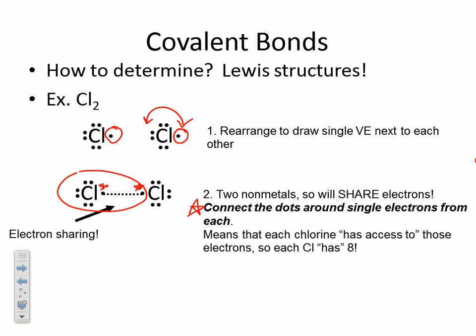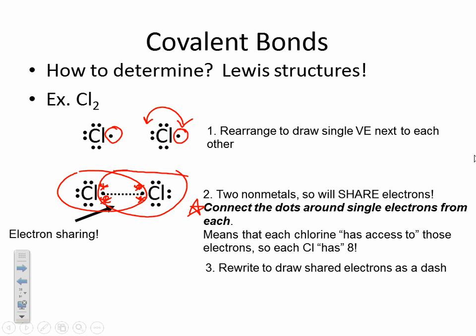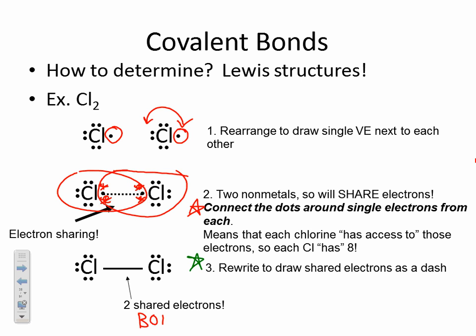Now that chlorine has 8, this chlorine on the right will again have access to not only the single electron that it's putting forth, but also the single electron from the other chlorine. Now each of them is going to have an octet. And then the last step, which is really important, is to rewrite your drawing to show those shared electrons as the bond. Those 2 shared electrons are your covalent bond. That's how we draw it, as a single line. And that's it. That's how we draw covalent bonding.